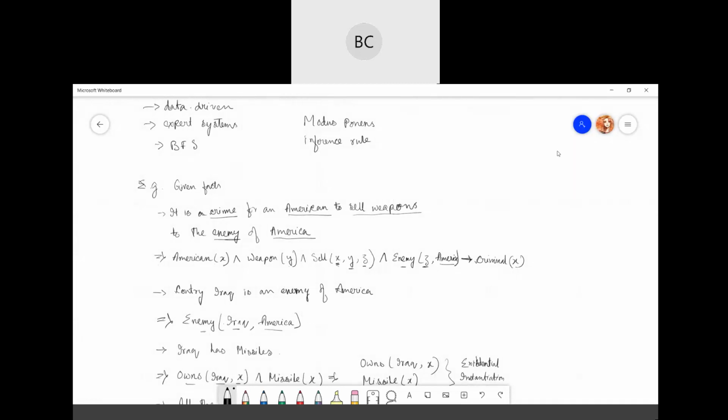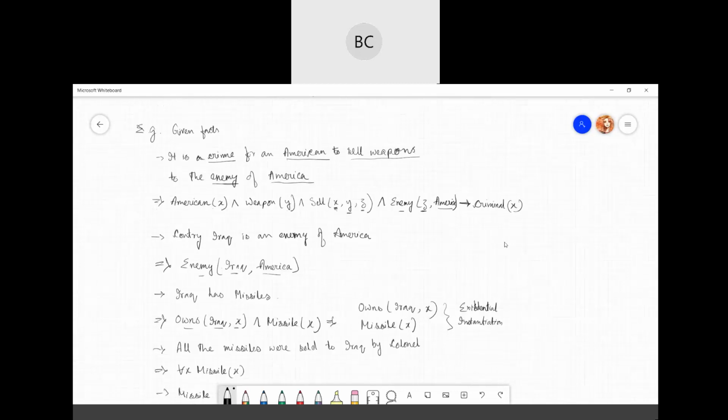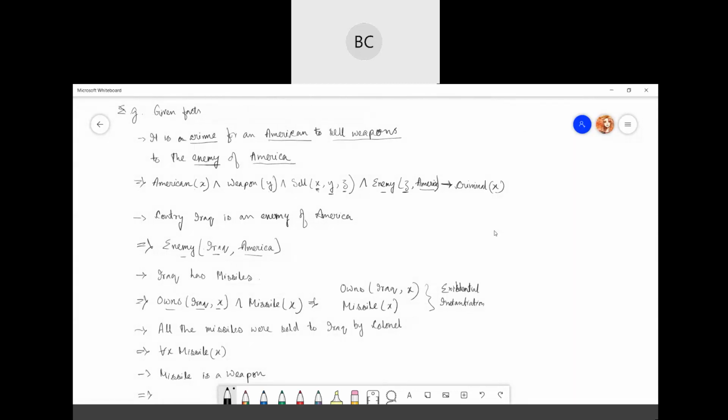So I wanted to show one example. This was our given example. Here we have different facts, our known facts. The first fact is that it is a crime for an American to sell weapons to the enemy of America. Then the second one was a country, just take any name, I just took Iraq, is an enemy of America.